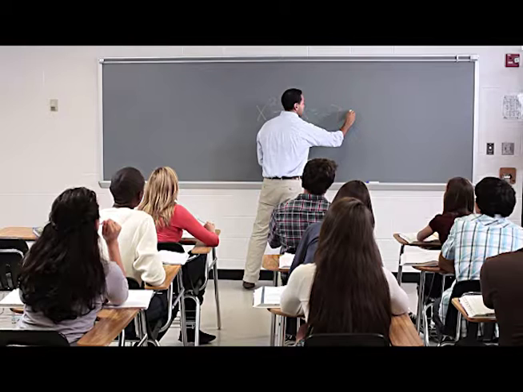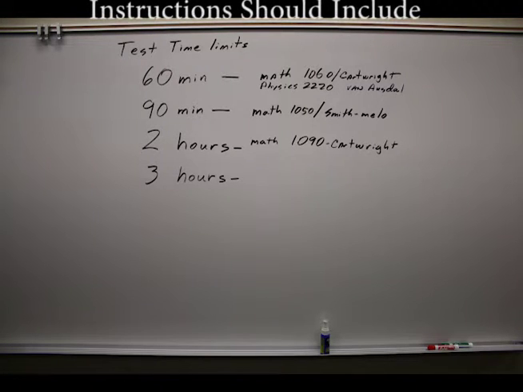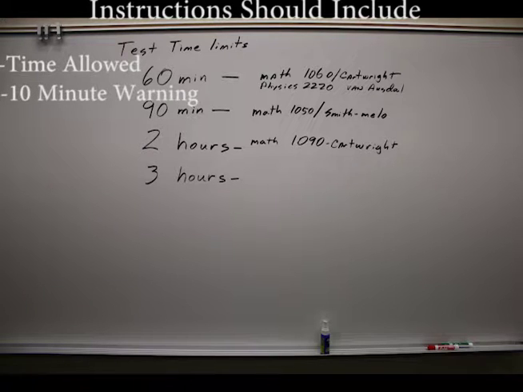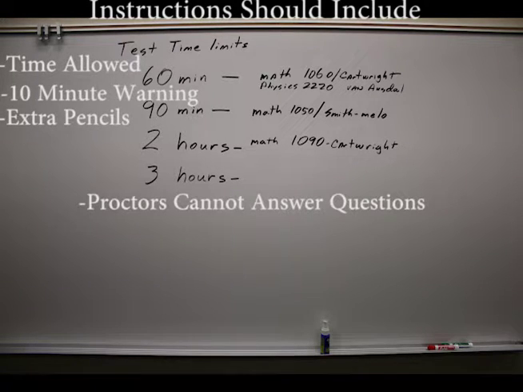When all the students are seated, quiet, and ready to test, read aloud the test instructions. These instructions should include the amount of time allowed for the exam, a statement that there will be a 10-minute warning prior to the end of the test session, the location of extra pencils, a statement that the proctor cannot answer questions about exam content, and a statement that there will be no breaks during the test. Inform the students that they may not leave the testing room until they have completed and turned in their exam, as well as all related material and supplies.